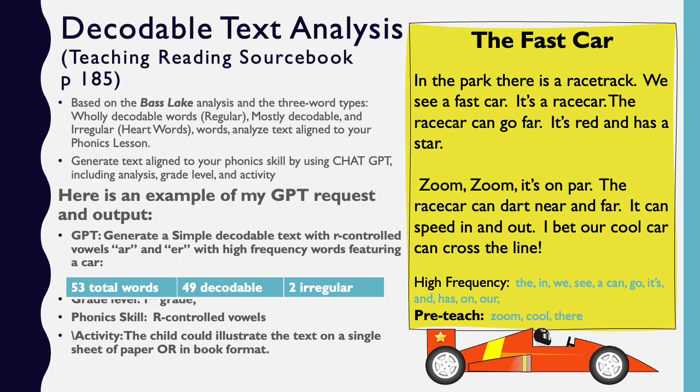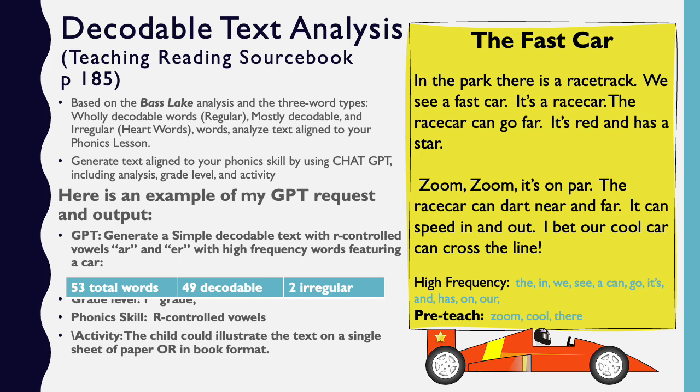I would use this for first grade, and when I looked through this, I saw that there were 53 total words. 49 of these were decodable, and I saw the 2 irregular words as the and there, and I thought that I would explicitly teach the word near, just because it has an R-controlled vowel. It's kind of an interesting word. So I would definitely do that, and I would probably even pre-teach cool, which we talked about a little bit.